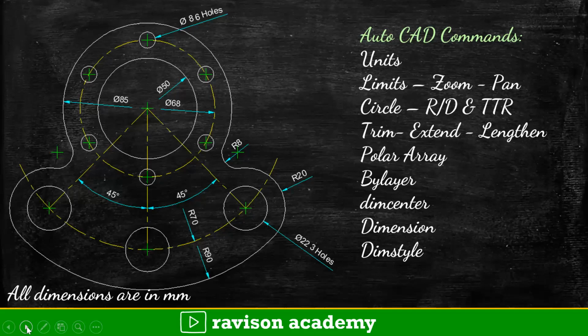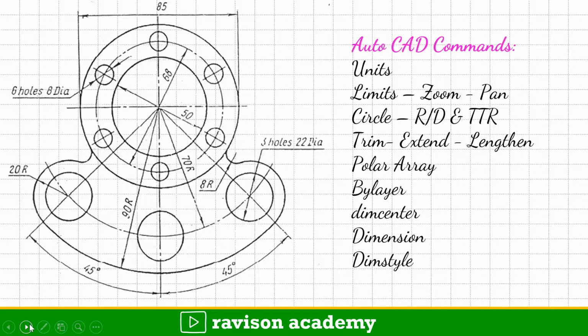and the dimension command to dimension the other dimension parameters, and finally Dimstyle to alter the dimension style. So here in this diagram, all dimensions are in mm, so we want to set the units as mm. So the finished drawing should look like this.